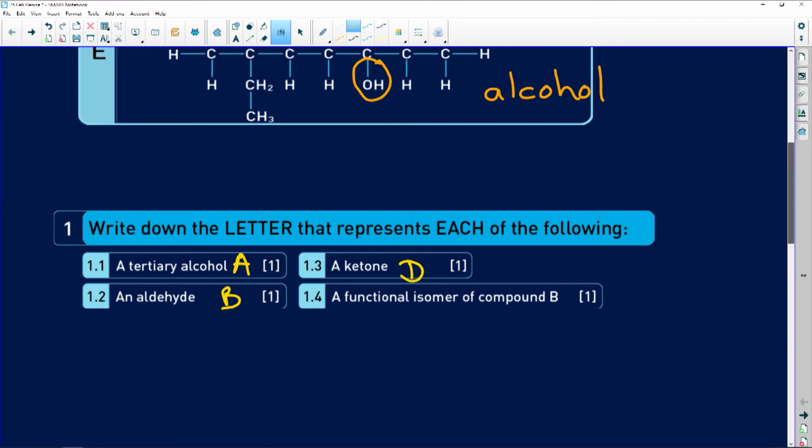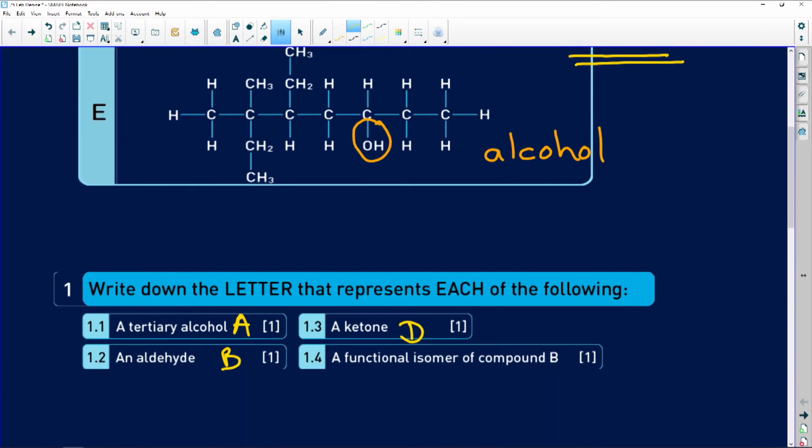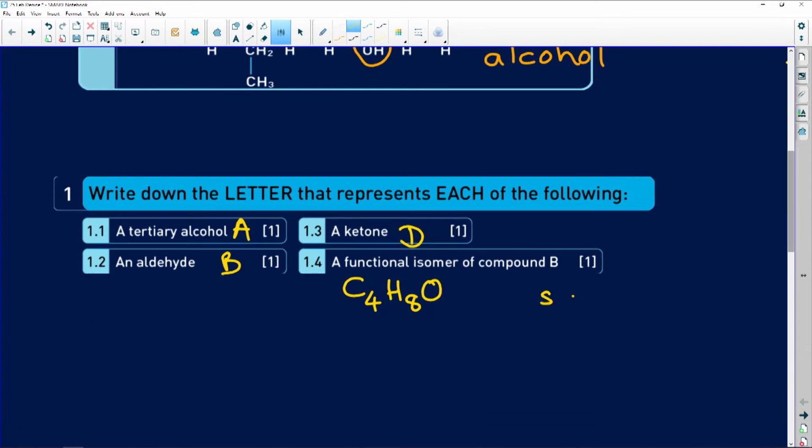The last question says a functional isomer of compound B. All right, so let's have a look. What is compound B? Compound B is my aldehyde. Now we need to have a look at how many carbons we have. 1, 2, 3, 4 carbons. How many hydrogens? 1, 2, 3, 4, 5, 6, 7, 8. So if I have a look at that structure, B has got a formula of C4H8O. Now, a functional isomer is something with the same molecular formula.